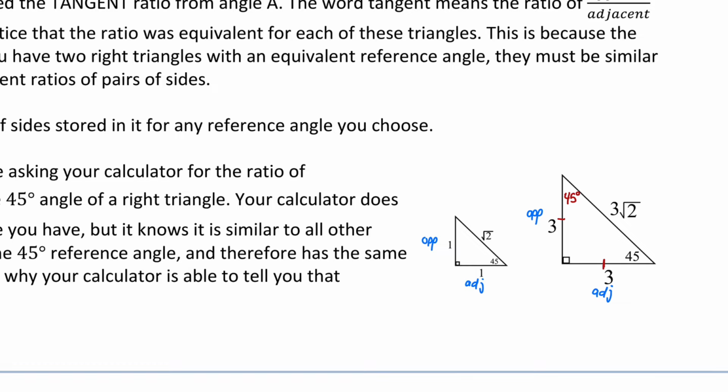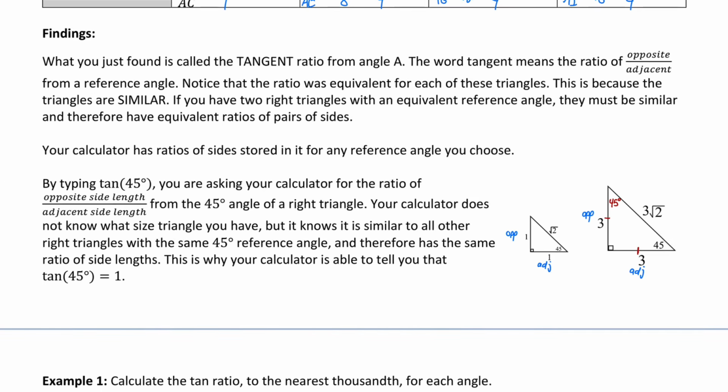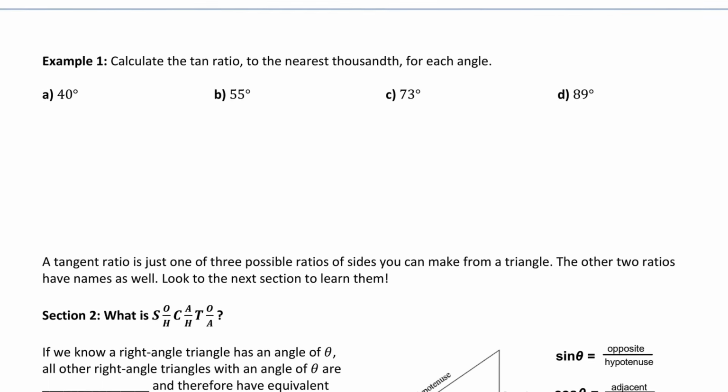As we go through some more examples, hopefully this will all sink in and you'll understand the connection between SOHCAHTOA and similar triangles. So let's go ahead and do example 1, where it just asks us to calculate the tan ratio to the nearest thousandth, so to 3 decimal places, for each of these angles. So for part A, let's just calculate tan of 40 degrees. If you use your calculator to evaluate tan of 40 degrees, first of all, make sure your calculator is in degree mode.